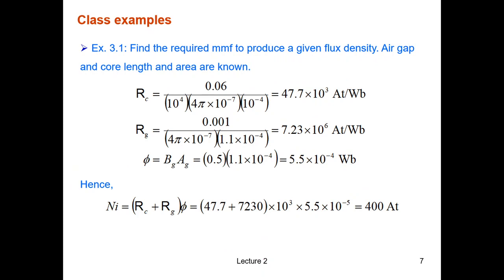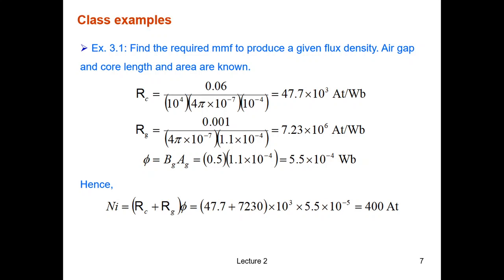Okay guys, welcome back to part 2 of lecture 2. So now we'll look at some examples. In the first example, 3.1, we need to find the required MMF to produce a given flux density. We are given the air gap and the core length and area.